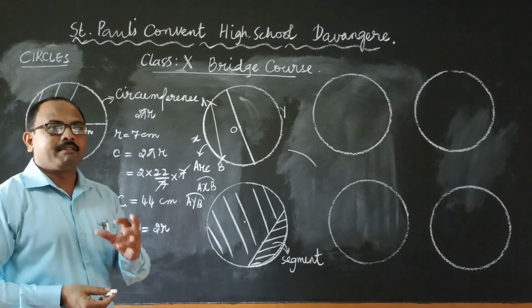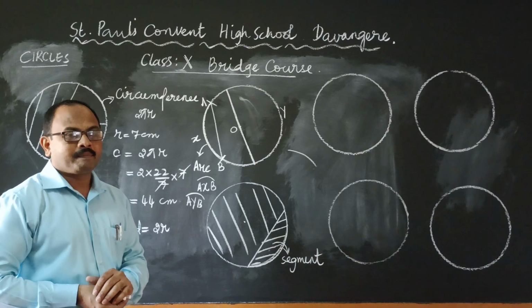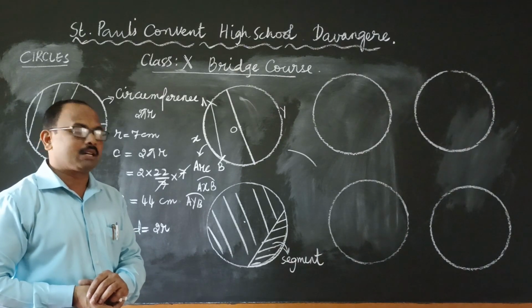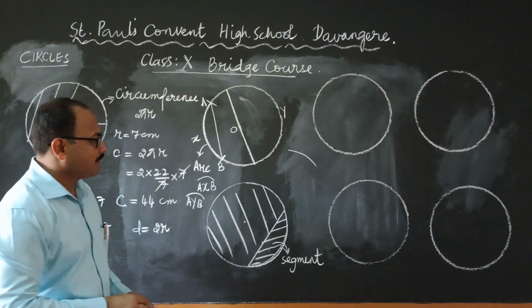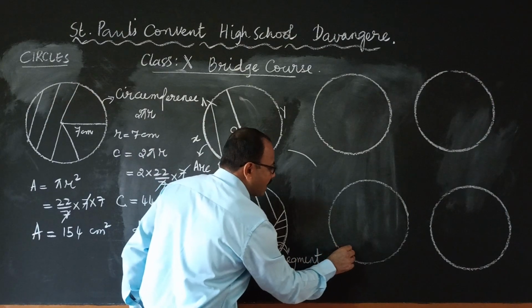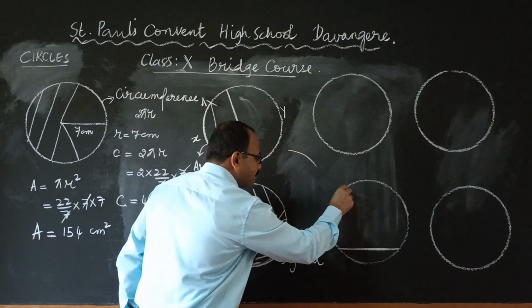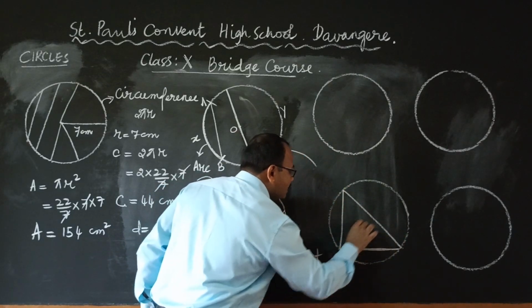Then, if we look into the angle properties, children, angles in the same segment are equal. This is the minor segment, major segment. Okay, let me take this diagrammatic part. See, let me draw two angles.